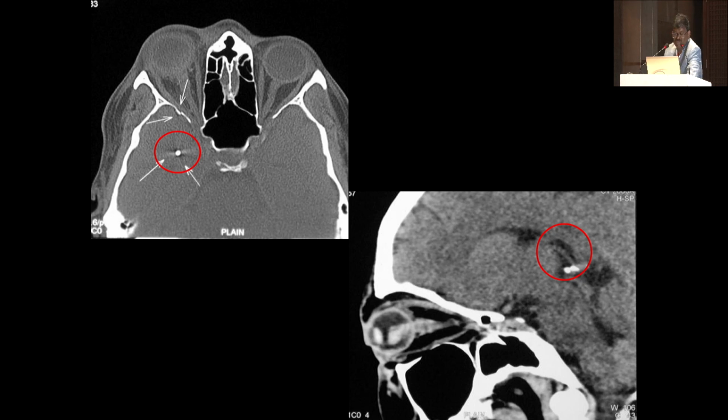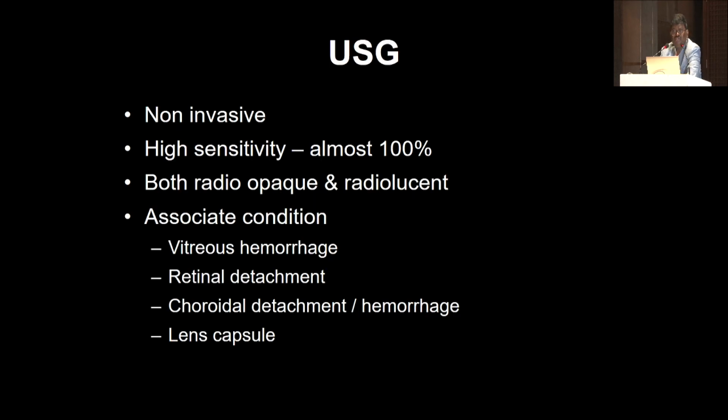This foreign body obviously was not removed. Ultrasound is a very important thing. Many people say you should not do it, but if the injury is not very extensive, we can do it. It's highly sensitive, and the most important thing is the collateral damage, like the vitreous hemorrhage or retinal detachment or the choroidal detachment, lens rupture. All those associated things can be easily identified with an ultrasound.